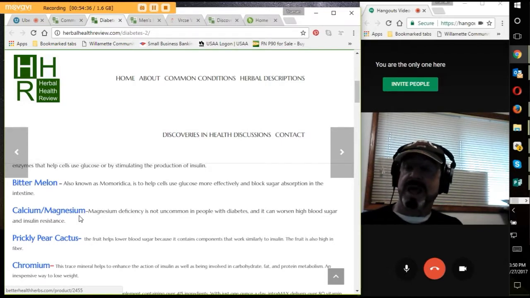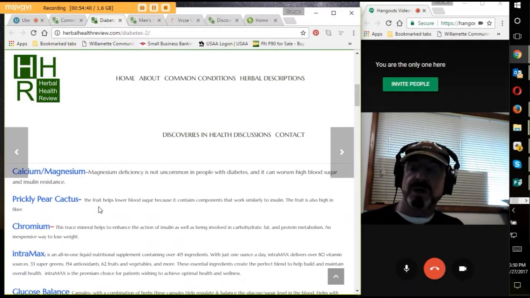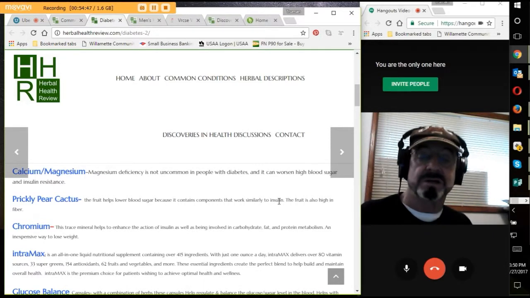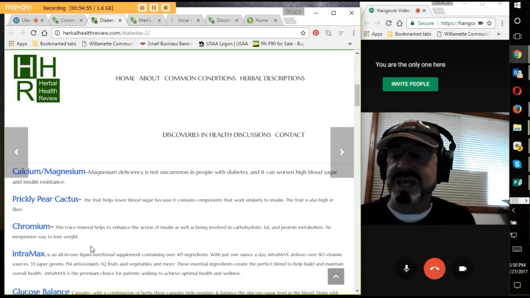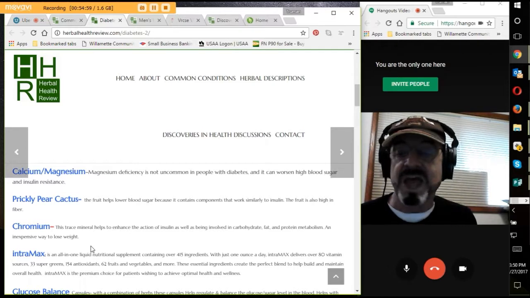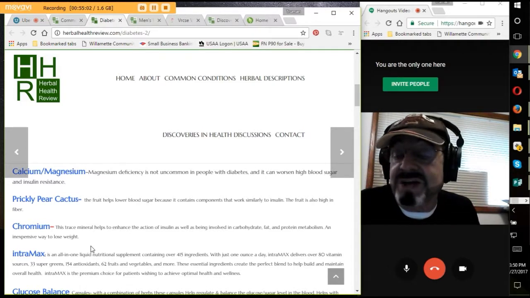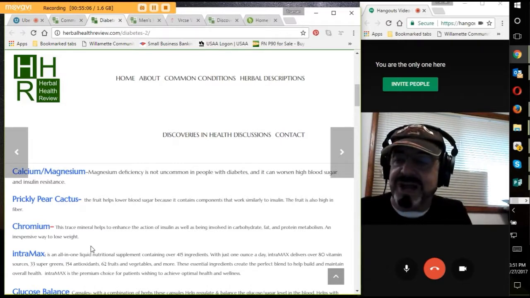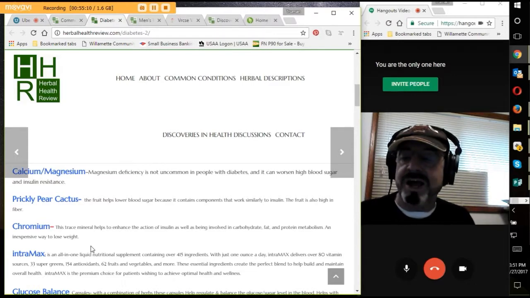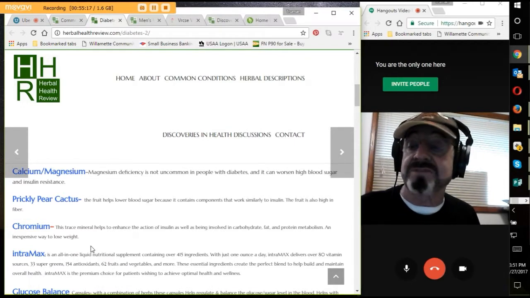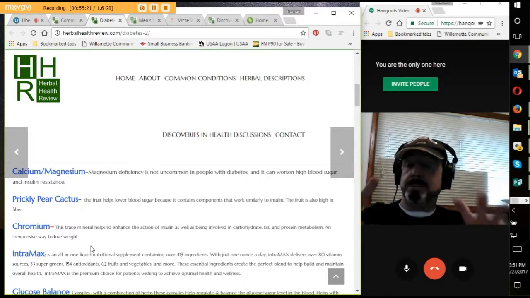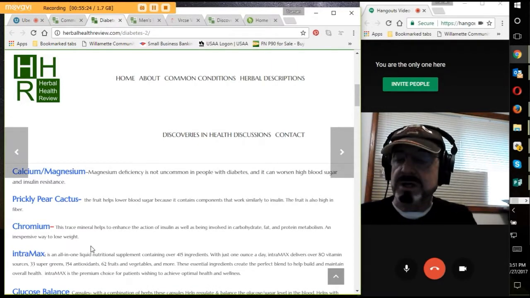So that's listed there. And then there's prickly pear cactus, because it's a fruit that helps lower blood sugar, because it contains components that work similarly to insulin. The fruit is also high in fiber. And then there's the simple, inexpensive mineral chromium. People with diabetes, they're not getting enough chromium. And when you start lining these up and doing these things, that's why people are reporting back they don't have diabetes anymore, and it doesn't come back. You don't have to do this for life. What we do is we restore order in the glandular system, and things go back to work again.